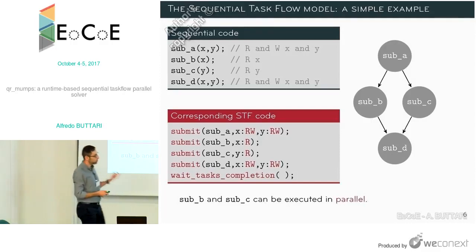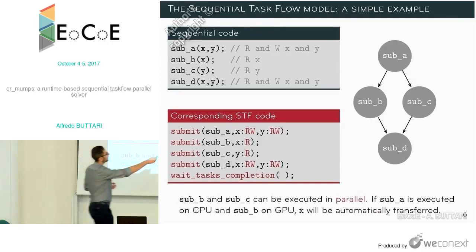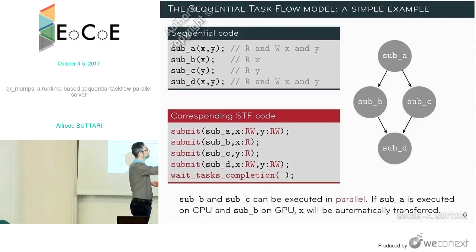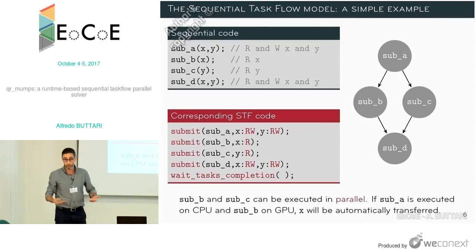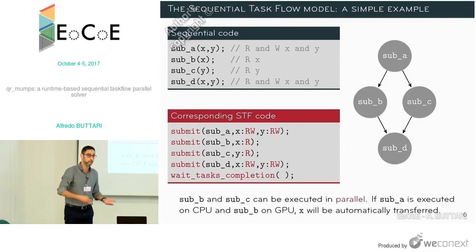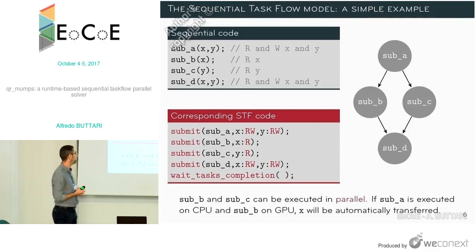And then one nice thing about modern runtime systems is that they can handle data. So for example, if task A is executed on CPU and task B is executed on GPU, the runtime will move data X from the CPU memory to the GPU memory automatically. So we don't have to do anything about it. It's the runtime that moves the data from one side to the other. And actually, it can do all sorts of smart tricks, like, for example, prefetch the data, or have multiple copies of the same data in order to minimize the impact of communications.